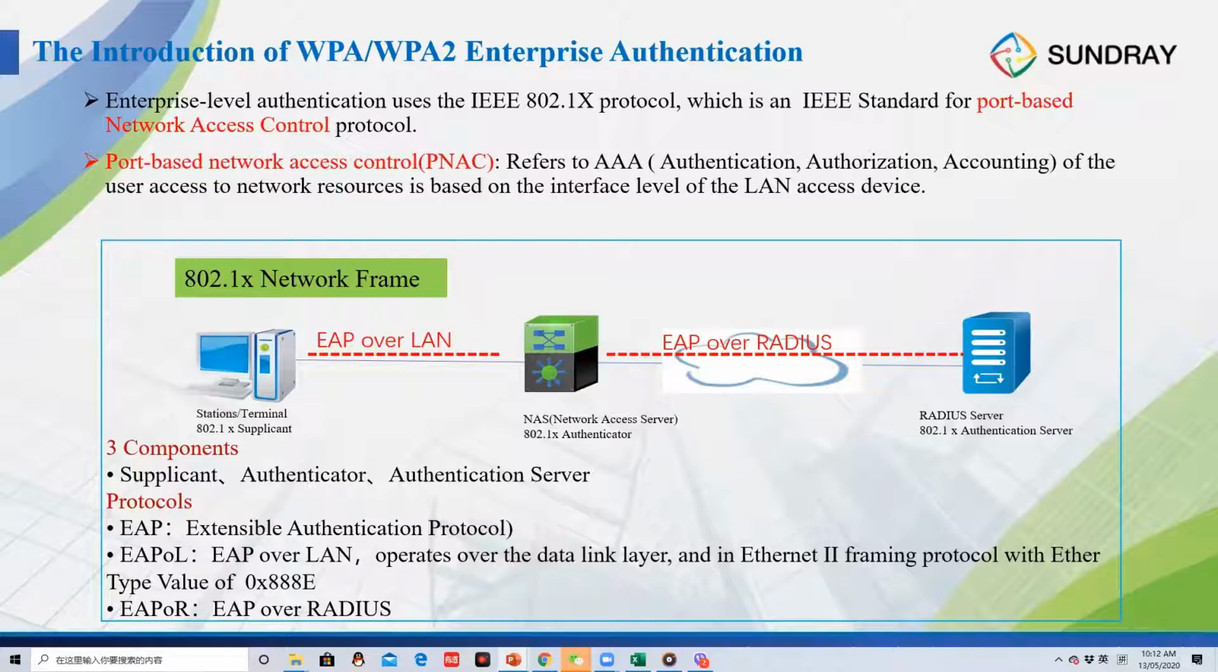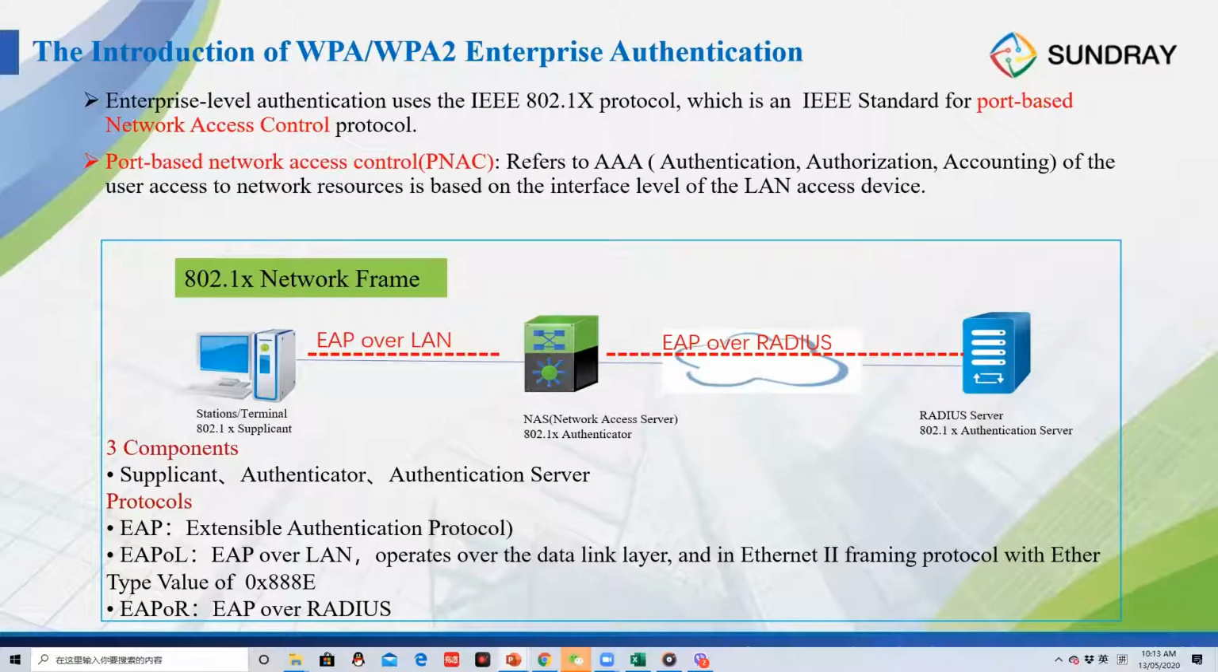So these are the three components of 802.1x authentication. For enterprise wireless authentication, it is 802.1x authentication for the wireless network, so you can have this understanding. The protocol they use is EAP, the Extensible Authentication Protocol. Later we'll see the workflow, how it does the negotiation and the authentication. And EAP has two protocols.